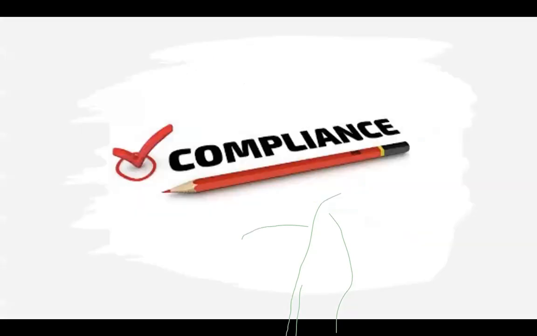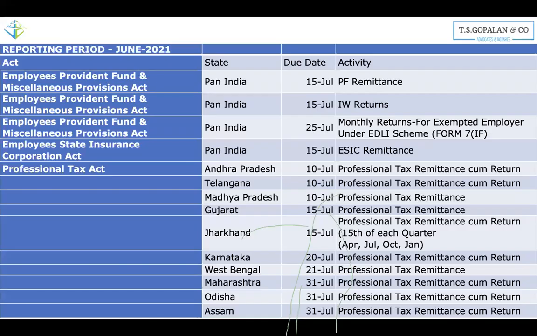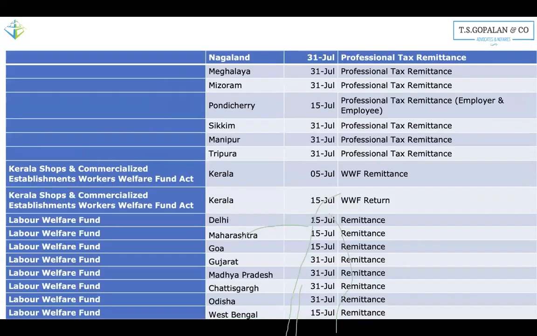The last is the compliances segment. What are the different compliances to be done in different states during the months of June and July is provided for.